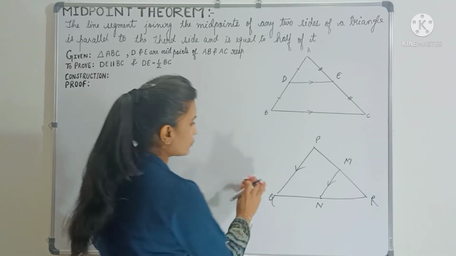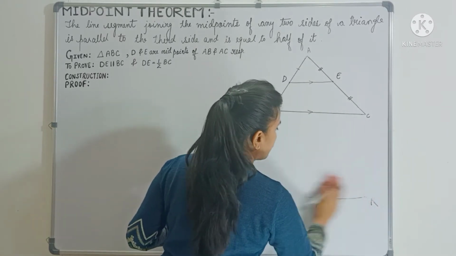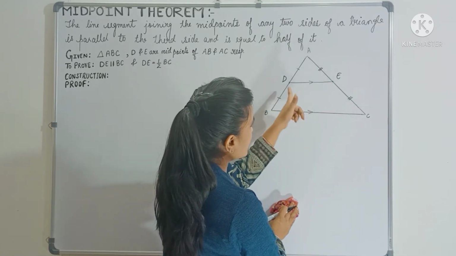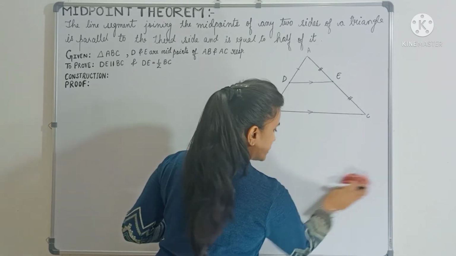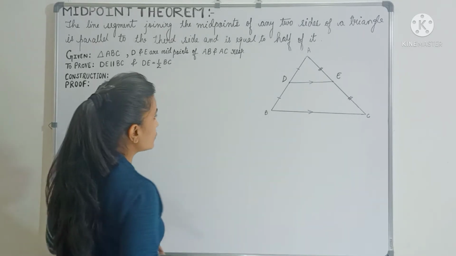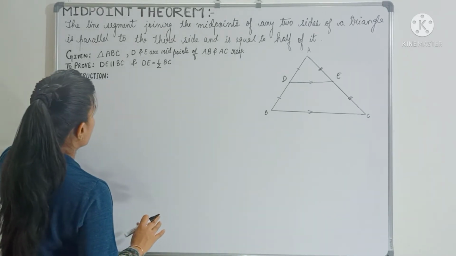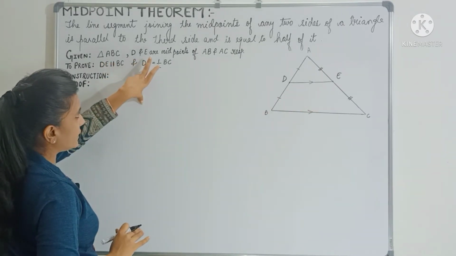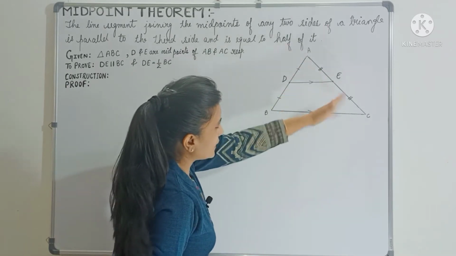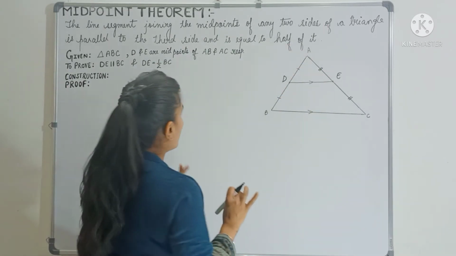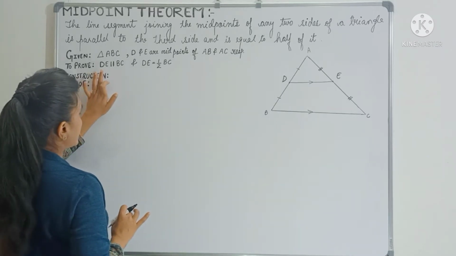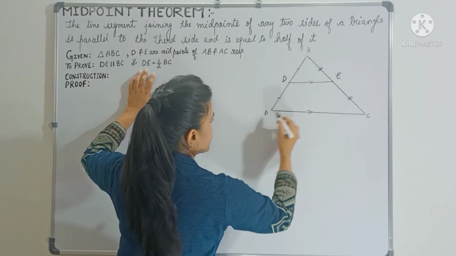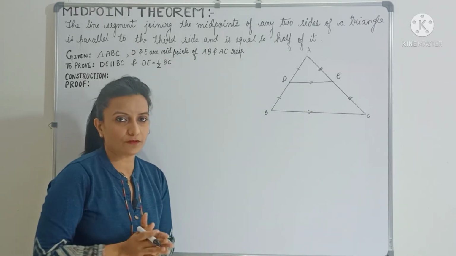Now let's prove it. Let's prove why DE will be equal to half of BC. Also DE will be parallel to BC. How is this true? First we have to write down the given and then what is to be proved. Given, we have that ABC is a triangle and D and E are midpoints of AB and AC. This much is given to you. Now what do you have to prove? I have written here already that DE is parallel to BC and DE is equal to half of BC. So these two things you have to prove.